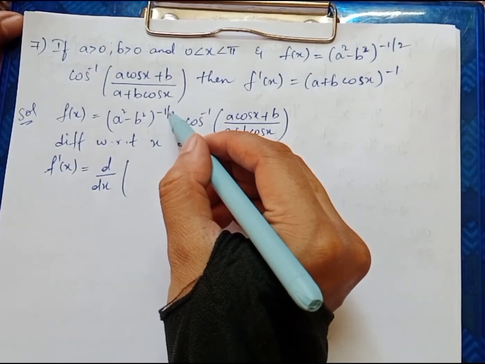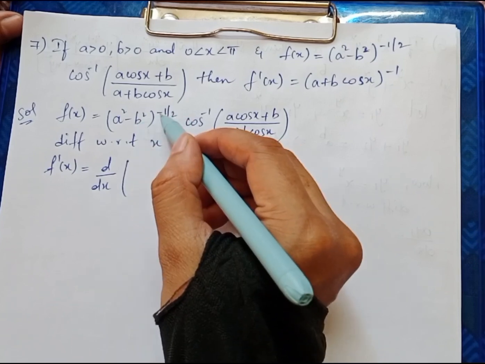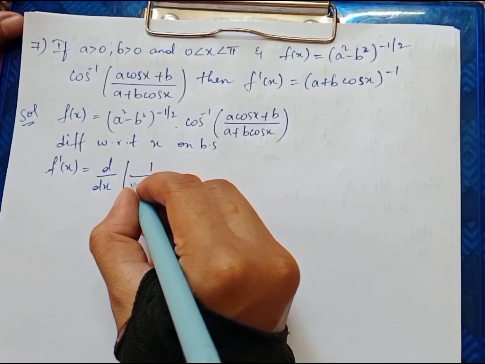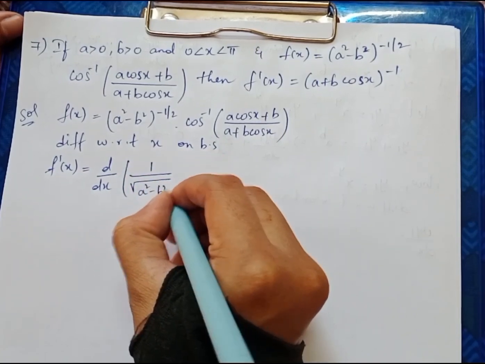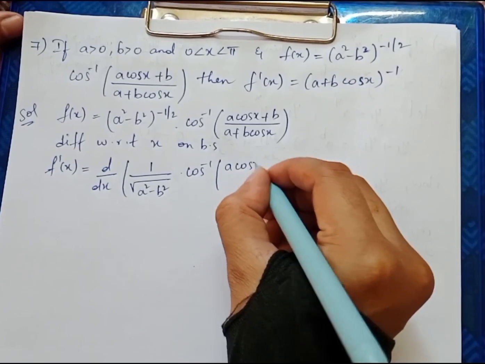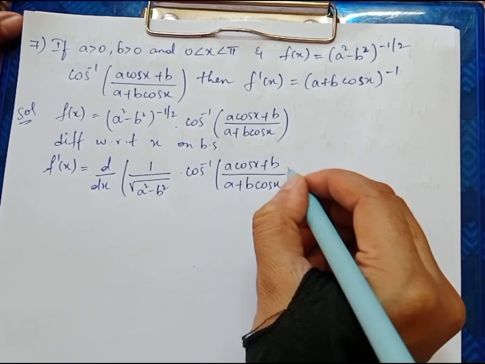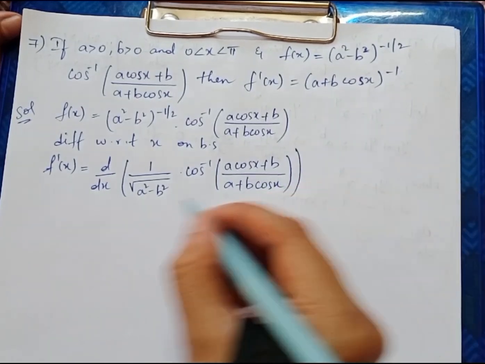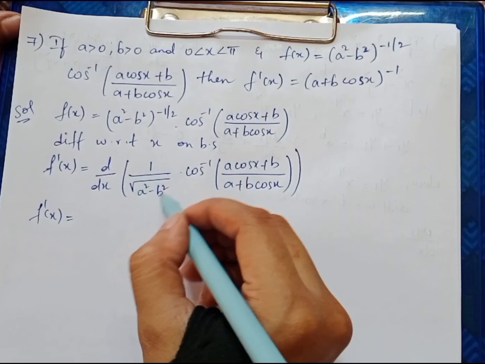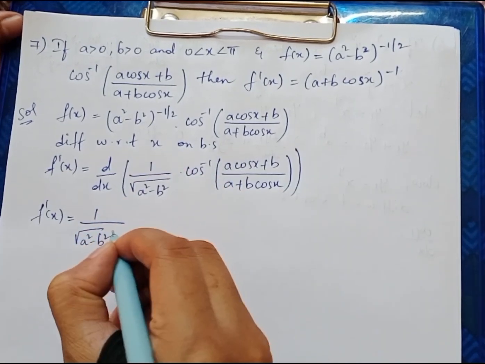So here 1 by 2 we can write it as the root of this term, and minus means it comes to the denominator, so it can be written as 1 by root of a square minus b square into cos inverse of (a cos x plus b) by (a plus b cos x). Now f dash of x is equal to, this is the constant term, we'll write it as it is, root of a square minus b square.